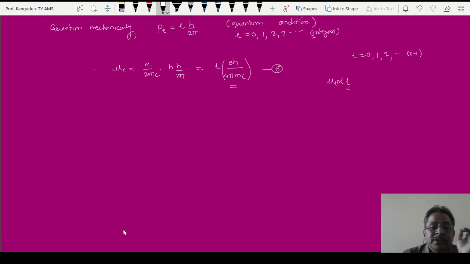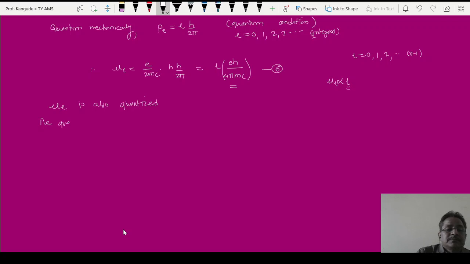That is how this mu L is also quantized. It cannot take arbitrary values or in-between values between 1 and 2 or 2 and 3 and like that. Either it will be 0 or 1 into Bohr magneton or 2 into Bohr magneton or 3 into Bohr magneton, etc. That's why this mu L, this magnetic moment, is also quantized. Okay, so we'll write in brief about this.